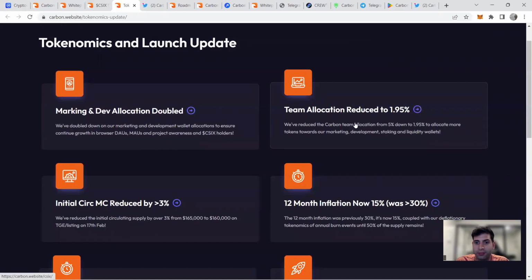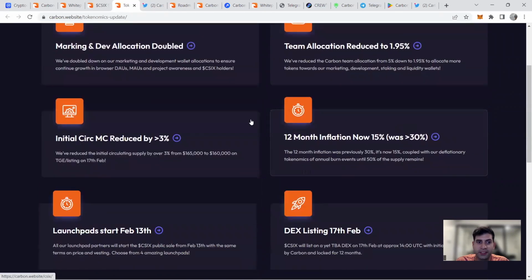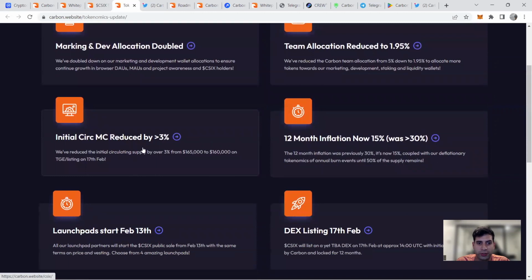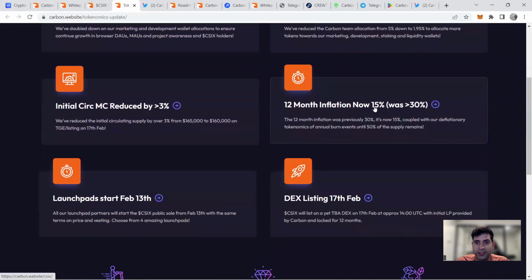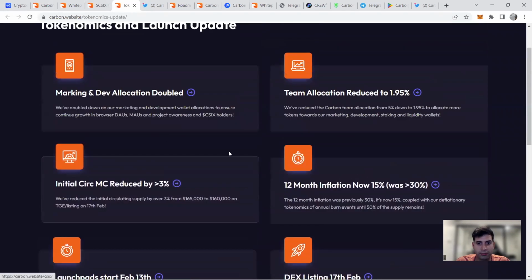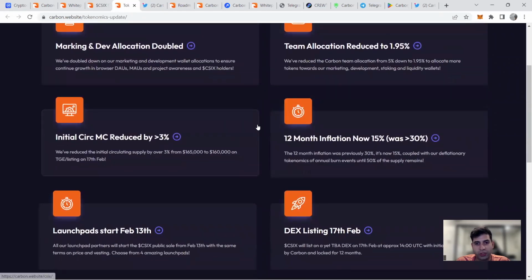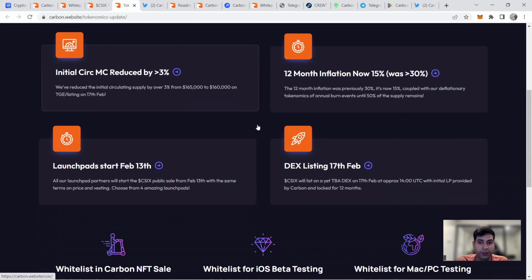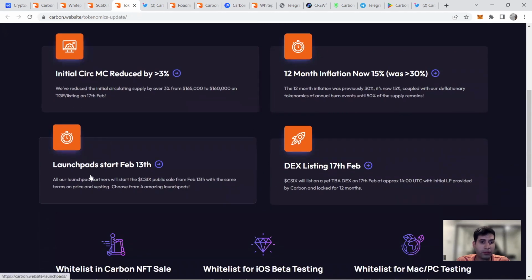Team allocation is down from 5% to 1.95%. Initial supply is reduced from 165 to 160. 12 months inflation is now less, gone down from 30% to 15%. So they have a really bullish year ahead, because within the first year their valuation is going to be 15% of 10 million, and that's 1.5 million after 12 months. That's pretty good. The Launchpad is going to start Feb 13th, so we're already going to talk about it.